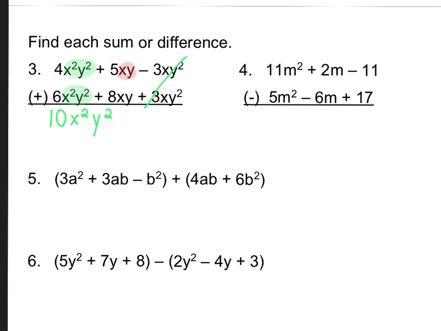Then we've got 5xy plus 8xy. Those are considered same terms. That would give us 13xy. I cannot combine any more because x squared y squared is a different term than xy. So this would be my final answer.